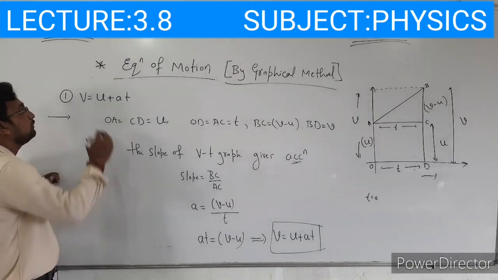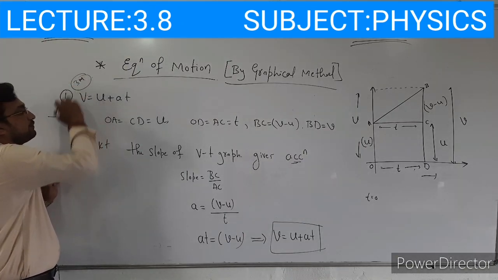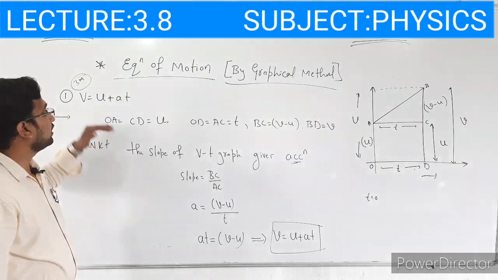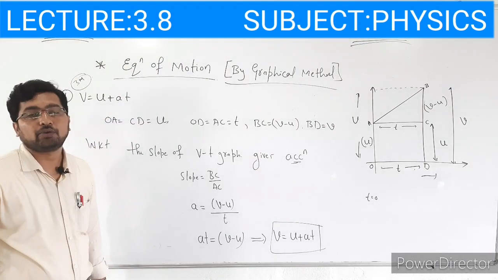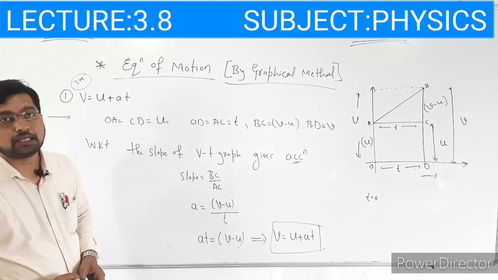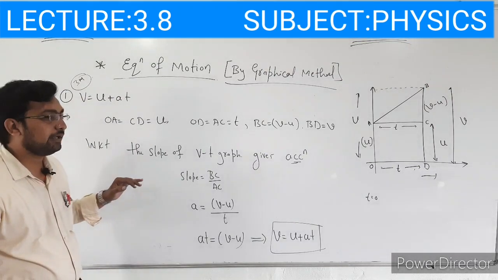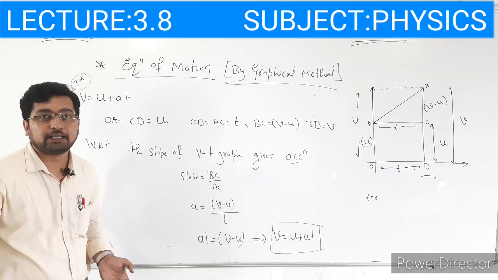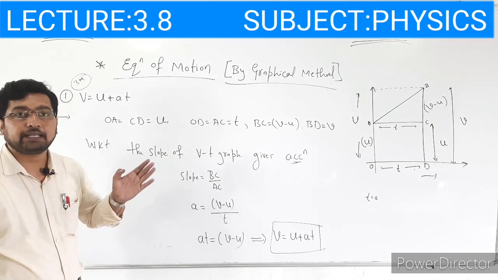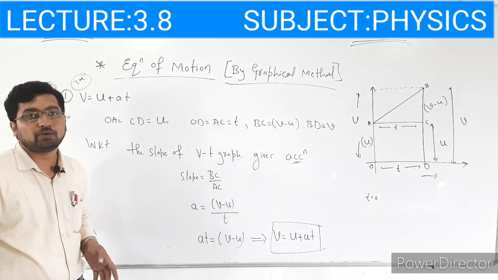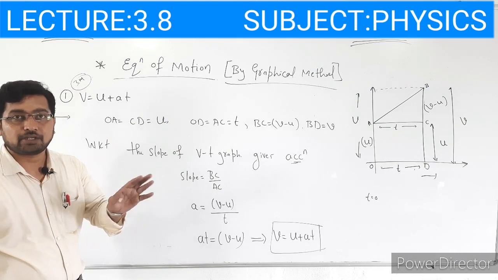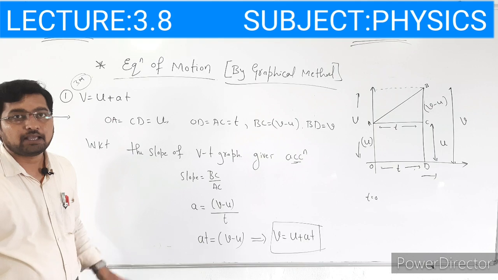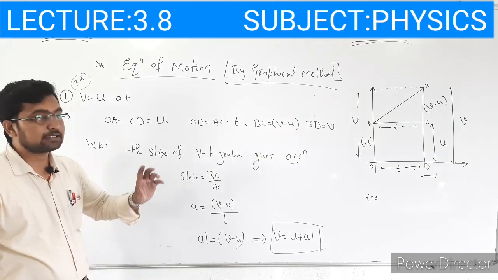So it is very important for 3 marks, right? In examinations they may ask you to derive v is equal to u plus at by graphical method. For that we first have to write the consideration part. What do we write in the consideration part? Consider an object moving with the initial velocity u and uniform acceleration a. Suppose v be the final velocity after t seconds. So this is the consideration part.